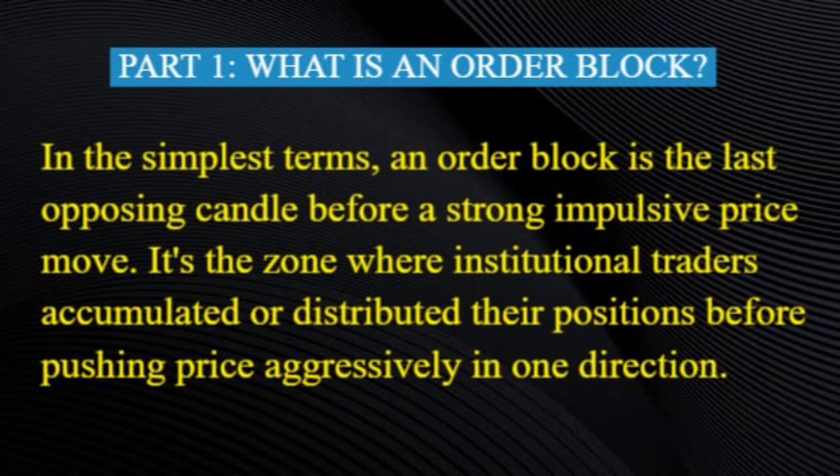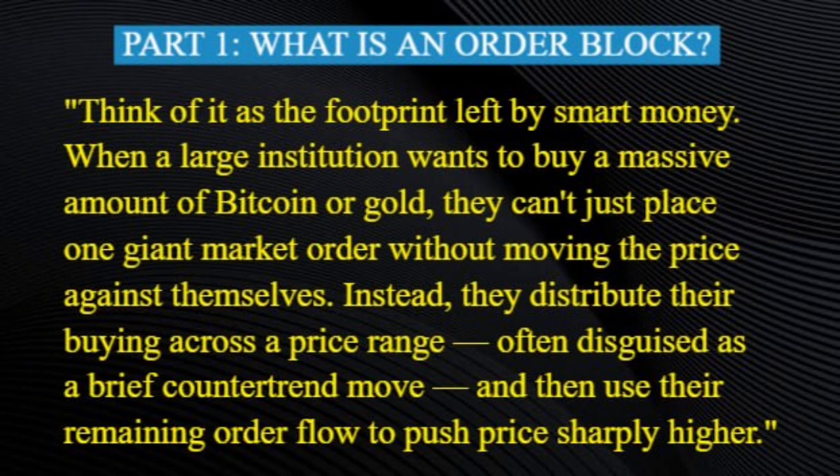In the simplest terms, an order block is the last opposing candle before a strong, impulsive price move. It's the zone where institutional traders accumulated or distributed their positions before pushing price aggressively in one direction. Think of it as the footprint left by smart money.